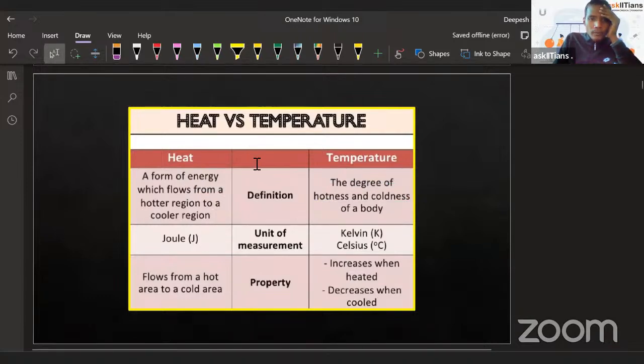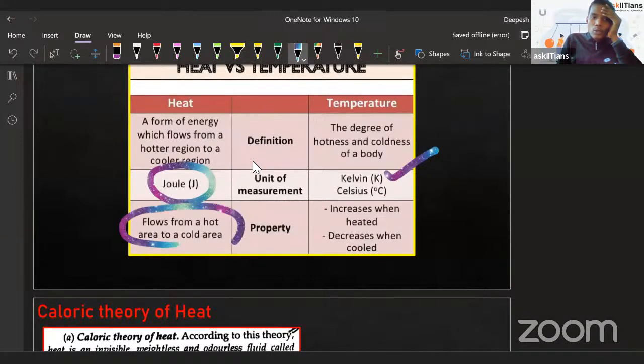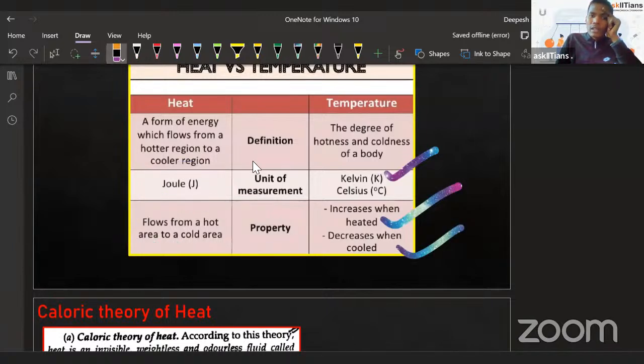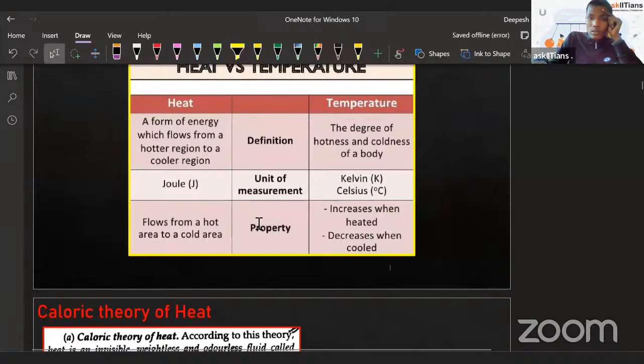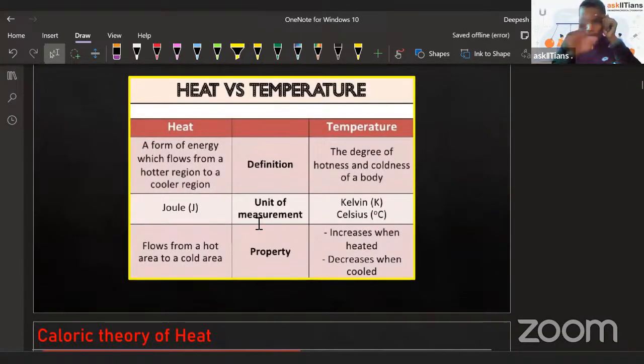A form of energy. SI units, we measure heat in joules because it's energy. SI unit for temperature is Kelvin. So it always moves from a hotter area to a colder area. And when you increase heat, temperature increases. When you decrease heat, temperature decreases. So this was a very basic thing, but this was very important at the same time, because a lot of people don't know the simple difference between heat and temperature.